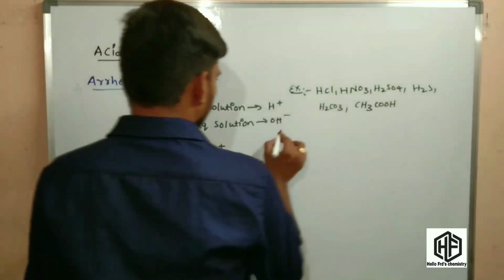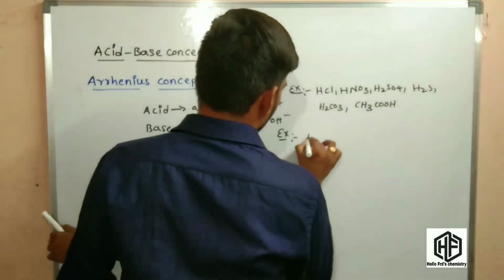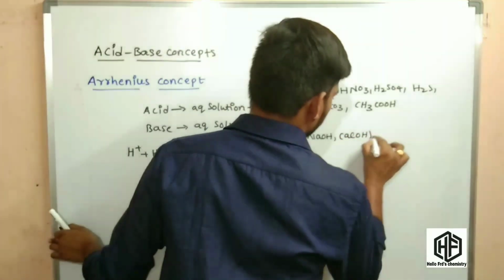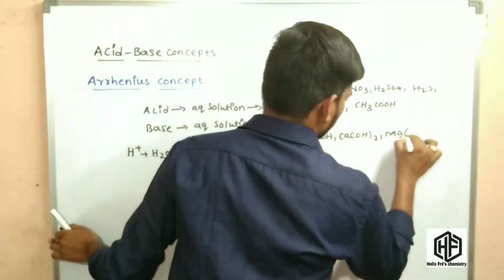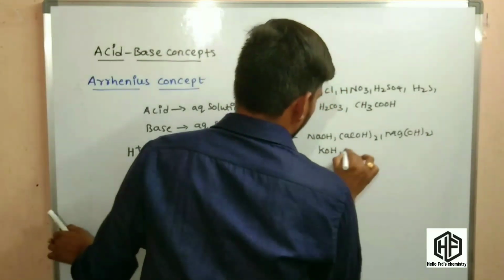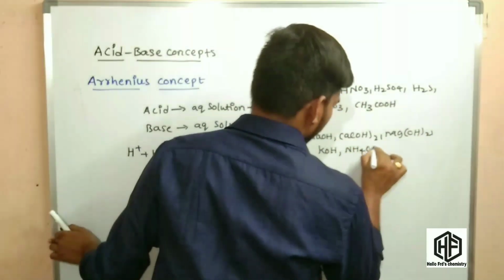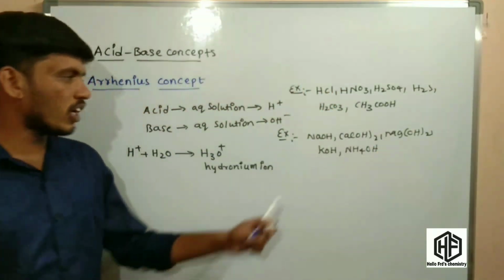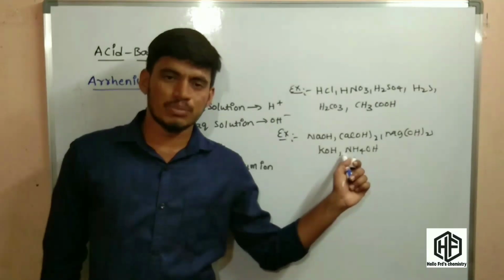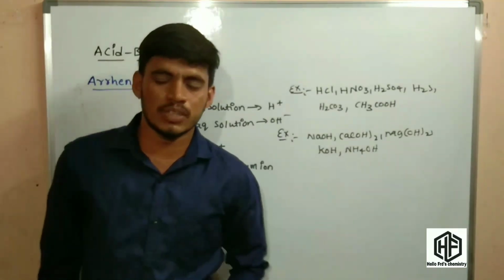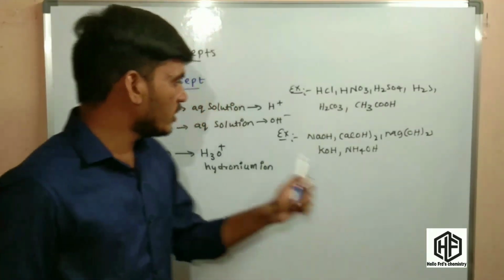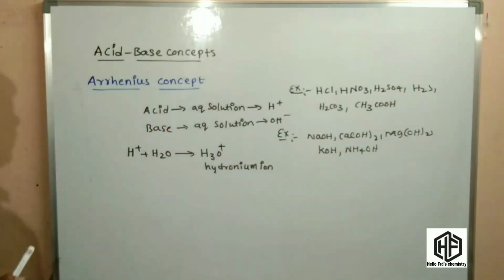Now what are the examples of bases? Friends, examples of bases are NaOH, Ca(OH)2, Mg(OH)2, KOH and NH4OH. These are examples of bases, because when these substances are dissolved in aqueous solution, OH minus ions are present in the aqueous solution. This is called an Arrhenius base. This is the Arrhenius concept.